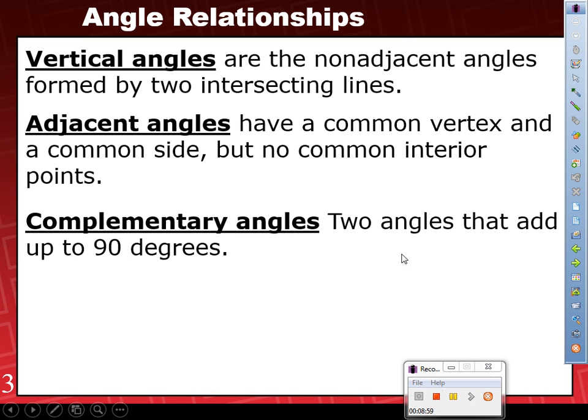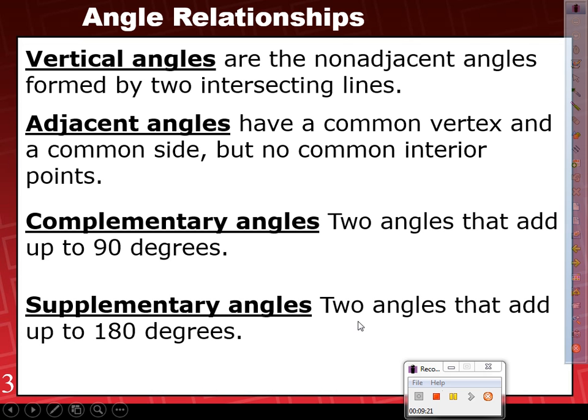Complementary angles are two angles that add up to 90 degrees. Write that down, please. And the next term, supplementary angles, two angles that add up to 180 degrees. Complementary angles, two angles that add up to 90 degrees. Supplementary angles, two angles that add up to 180 degrees.